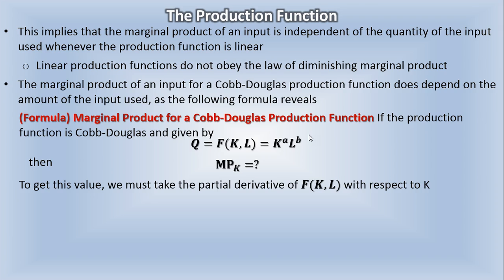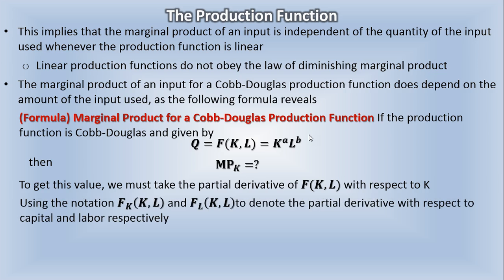So to get the value, we have to take the partial derivative of the production function with respect to K. We denote the partial derivative as f subscript K. So if we're taking the partial derivative with respect to capital, we put that subscript K there just to highlight the fact that we're taking the derivative with respect to just this variable. Or if we're doing it with respect to just labor, then we put the subscript L there to denote that we're doing that.